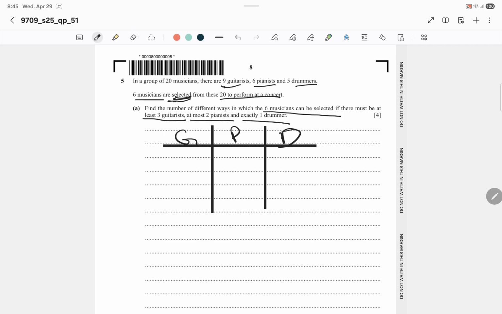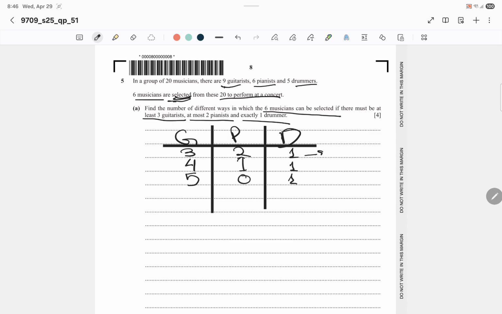So there has to be 3 guitarists, and there can be one possibility 3, 2, 1. There can be 3 guitarists, 2 pianists and 1 drummer, which adds up to 6. Or there can be 4 guitarists, 1 pianist, and 1 drummer. That also fulfills the requirement. Or there's another third possibility, which is 5 guitarists, 0 pianists, because it says at most, that means it can be 0 pianists as well, and exactly 1 drummer. These are the 3 possibilities that you can come up with.